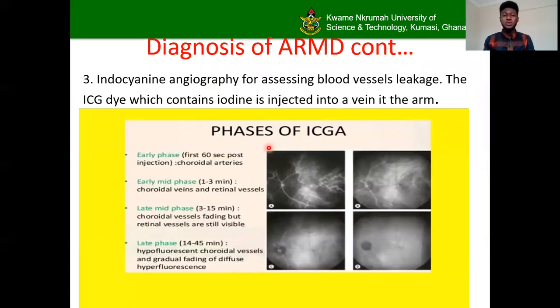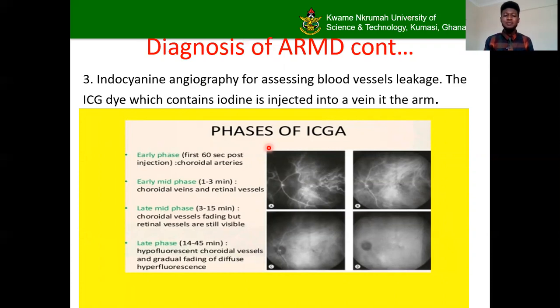Diagnosis of AMD continuation. We're talking about indocyanine angiography for assessing blood vessel leakage. The ICG dye, which contains iodine, is injected into the vein in the arm. Now, you have phases of ICG as well. We have the early phase, which takes about 60 seconds after injection. That is the choroidal arteries. From the early phase, you go to the early mid-phase, which takes about 1 to 3 minutes to get there. Choroidal veins and retinal vessels should be filled with the indocyanine green.